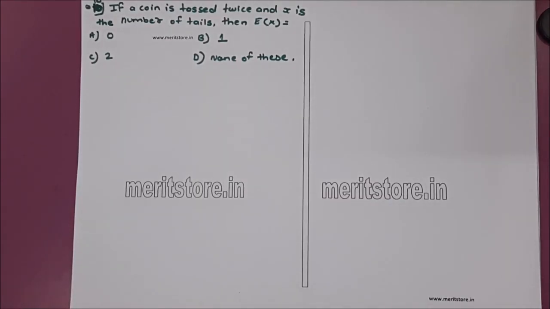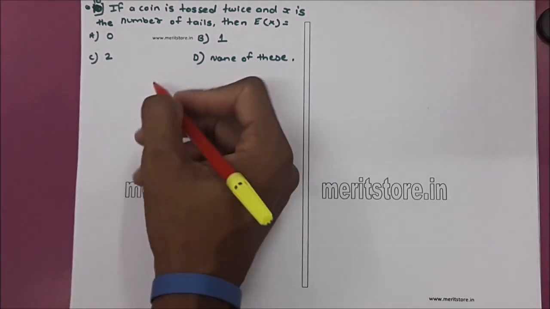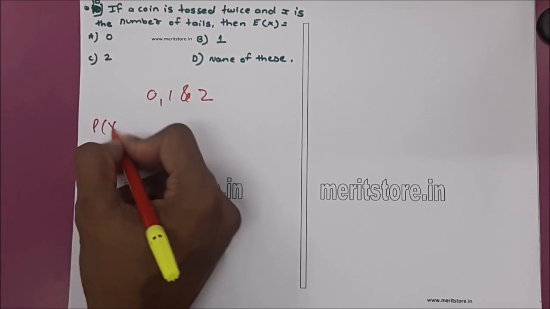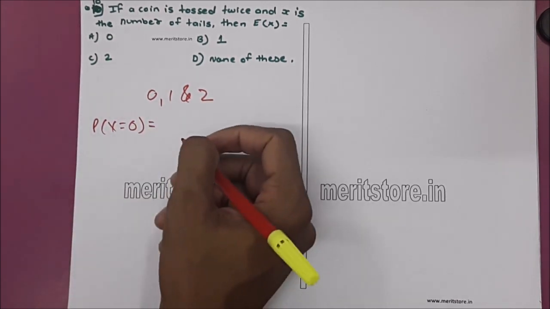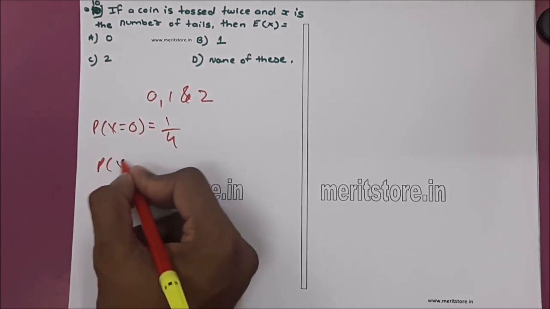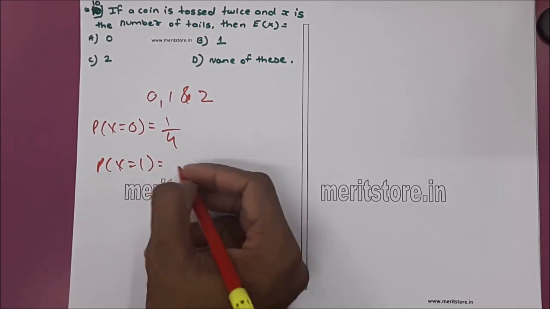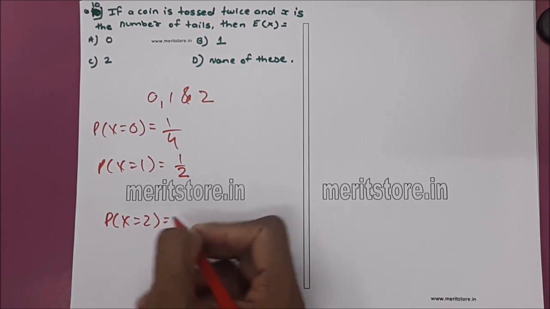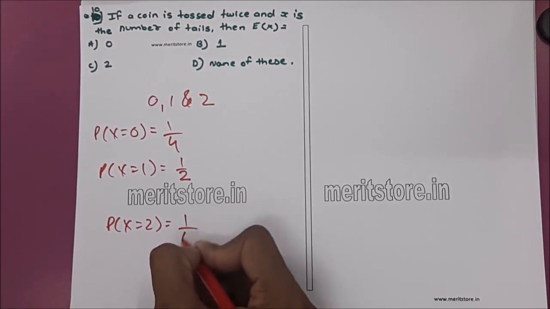Question 10. If a coin is tossed twice and x is the number of tails, then the expected value E(x) is equal to a) 0, b) 1, c) 2, or d) none of these. X can take the values 0, 1 and 2. So we take the probability for x equal to 0, that is the probability of not getting tails, which is 1 by 4. Probability for x equal to 1, that is the probability of getting one tail, is half. P(x equal to 2), the probability of getting two tails, is 1 by 4.